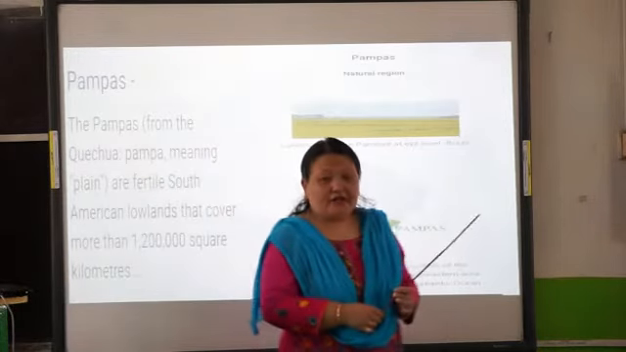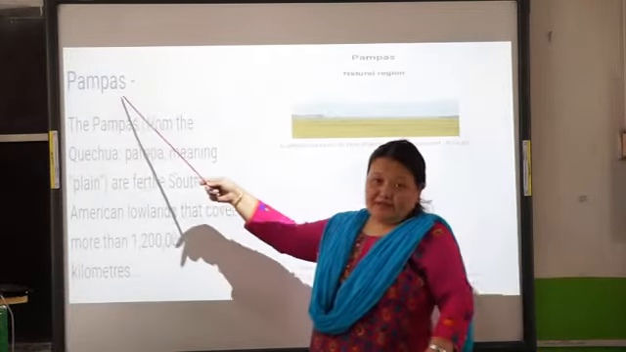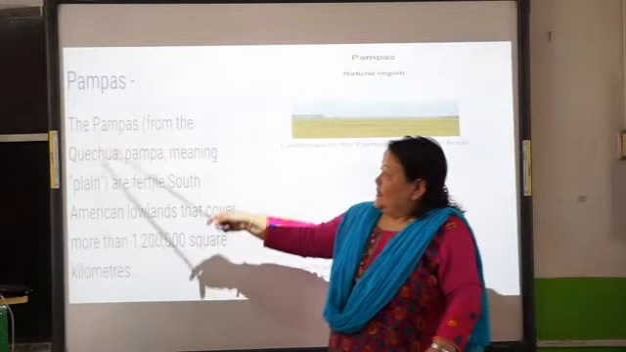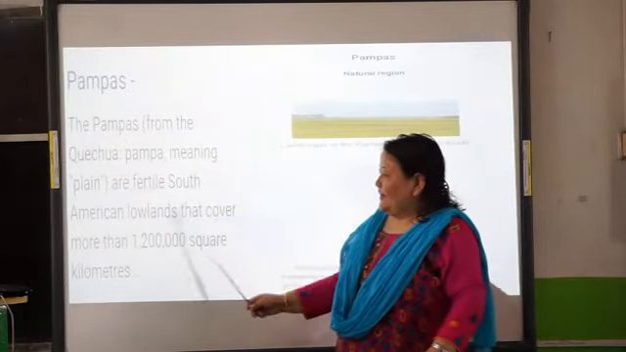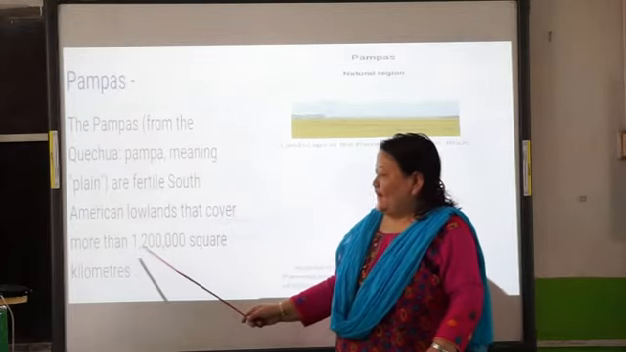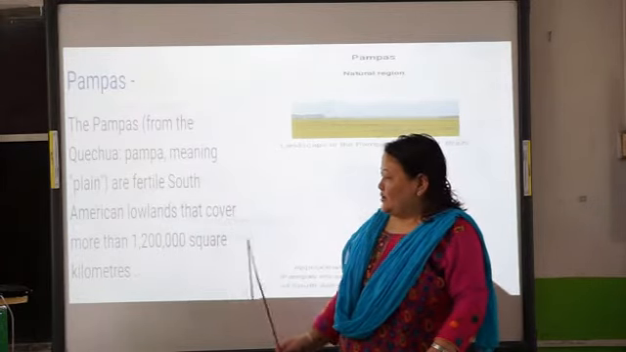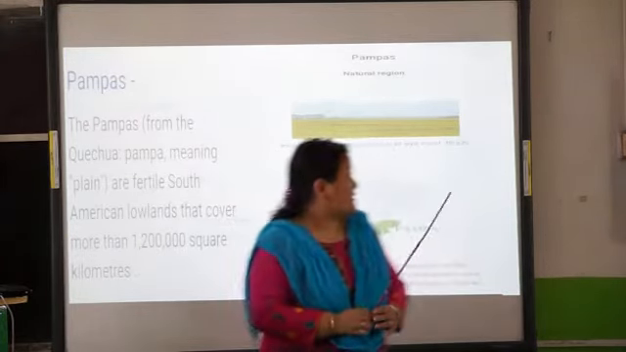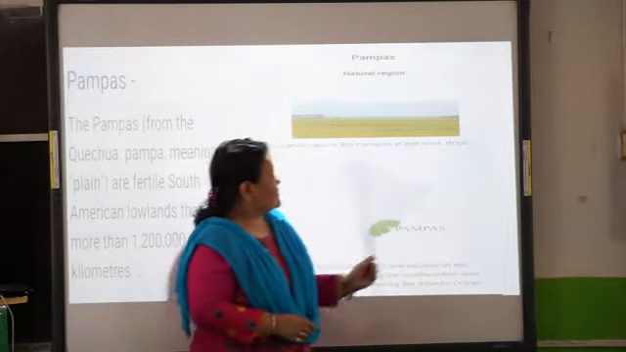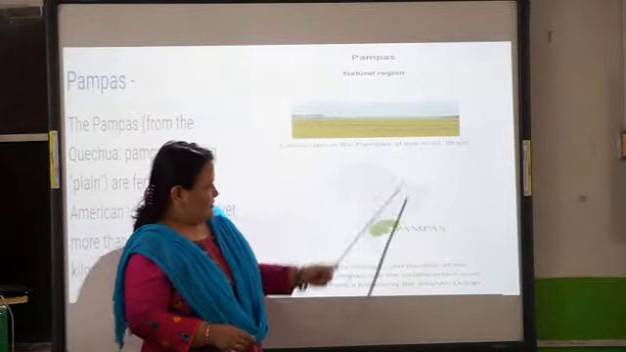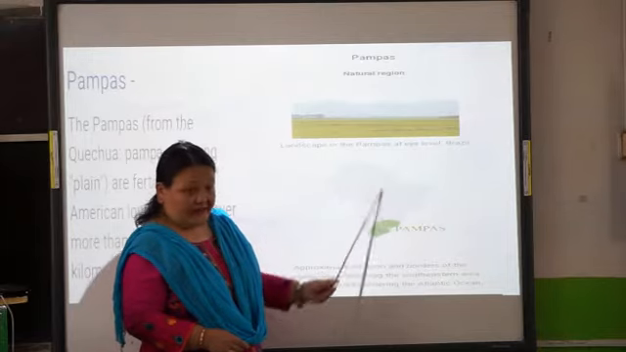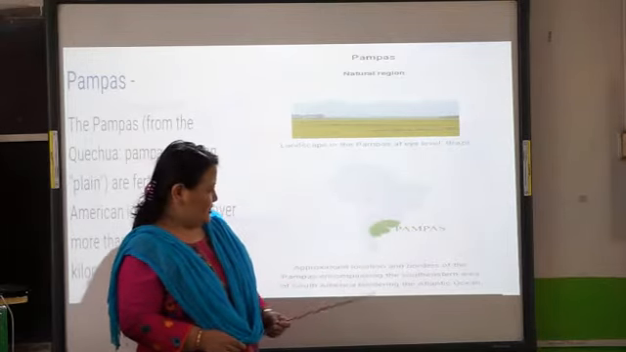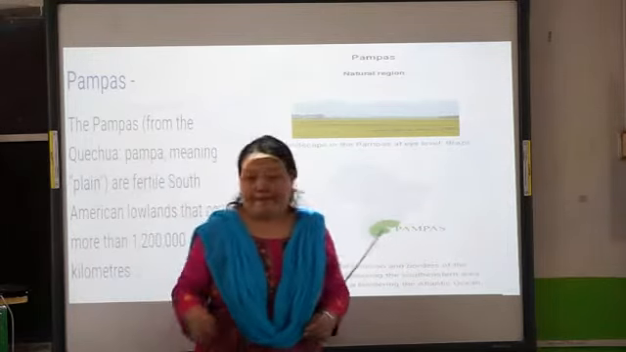And then we have another grassland known as the Pampas, which is towards the south. The name means plain: fertile South American lowlands that cover more than 1,200,000 square kilometers. This is how your Pampas looks, a natural region found in the central plain region. This is your Pampas.